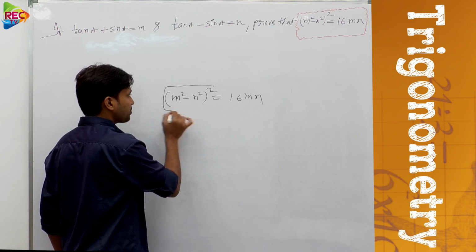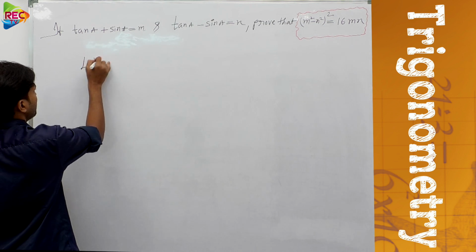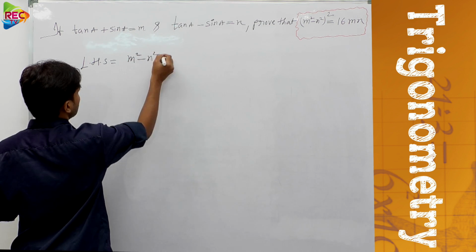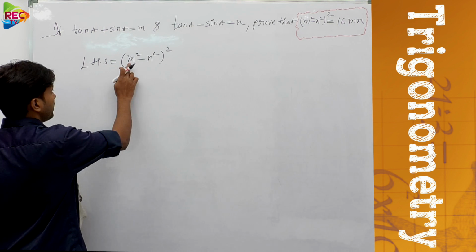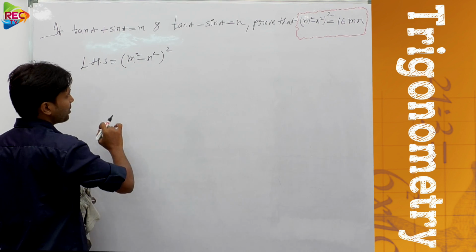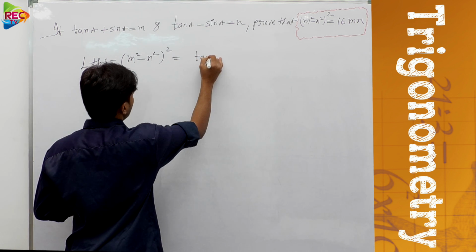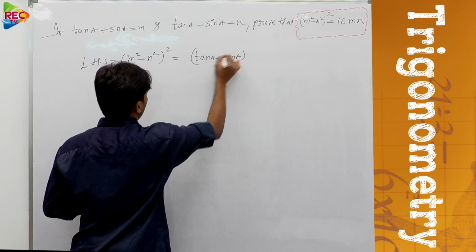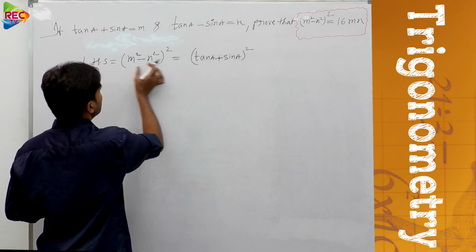See, here this is the LHS part, we need to take it and we need to obtain the RHS, right? Taking LHS. What is the LHS part? (m square minus n square) whole square. Now, put the values of m and n here, meaning substituting the values of m and n in this expression. What is the m value? Tan A plus sin A. Put down the value. (Tan A plus sin A) whole square.